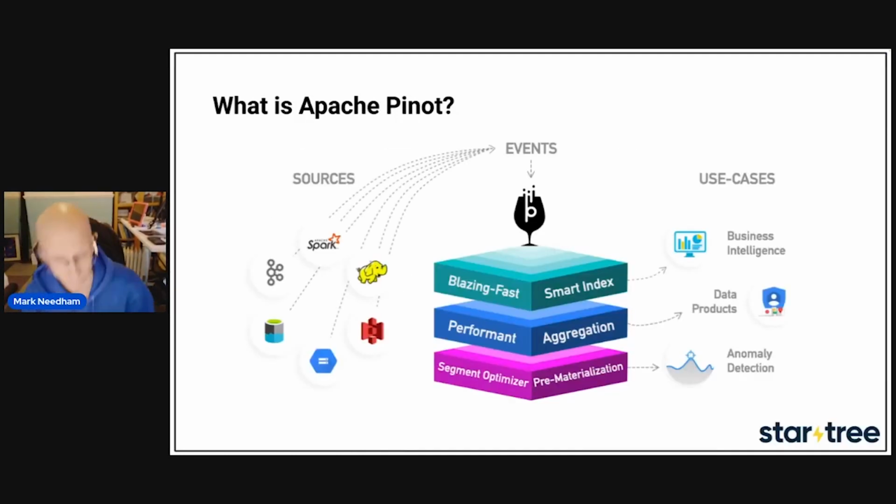This is roughly what it looks like. In the middle we've got Pinot. It has indexes, some aggregation, and a little bit of pre-materialization as well. On the left, you can see we've got sources, bringing the data in. We can do that from real-time streaming platforms, so Kafka, Redpanda, as well as tools like Hadoop and Spark. And on the other side, we've got some examples of the types of use cases that people use it for.